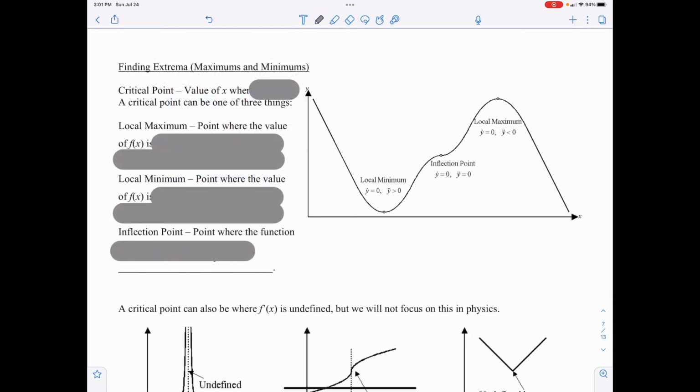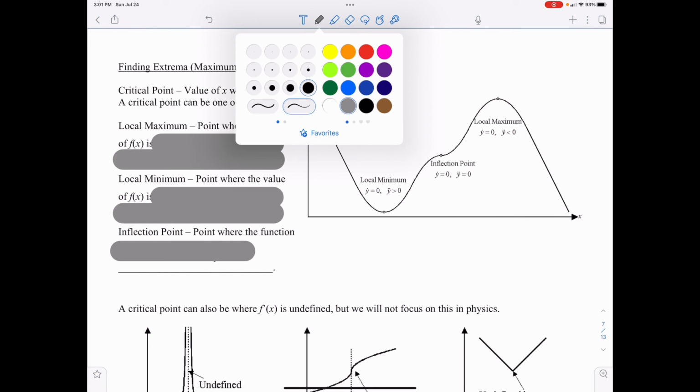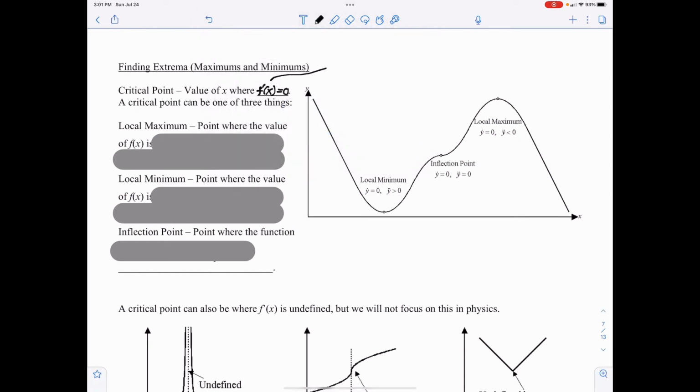Finding extrema, maximums and minimums. Well, the critical point represents the point where the derivative, or f prime of x, equals 0. In other words, if you look at the function, f prime of x, the derivative, represents the slope, and where the slope equals 0, that means a flat line. So you can see minimum, maximum.